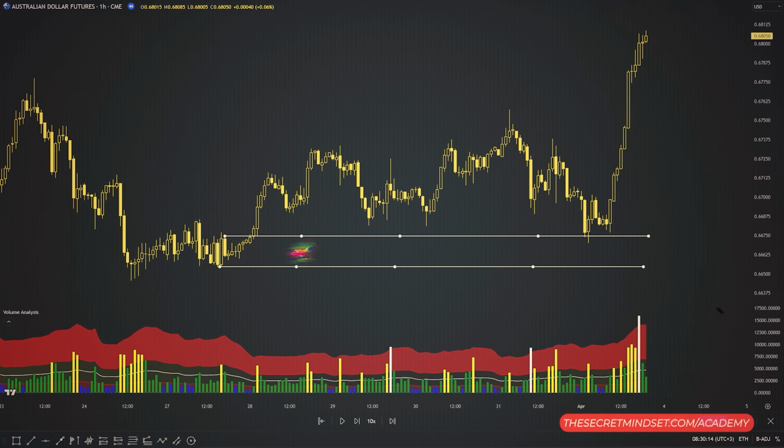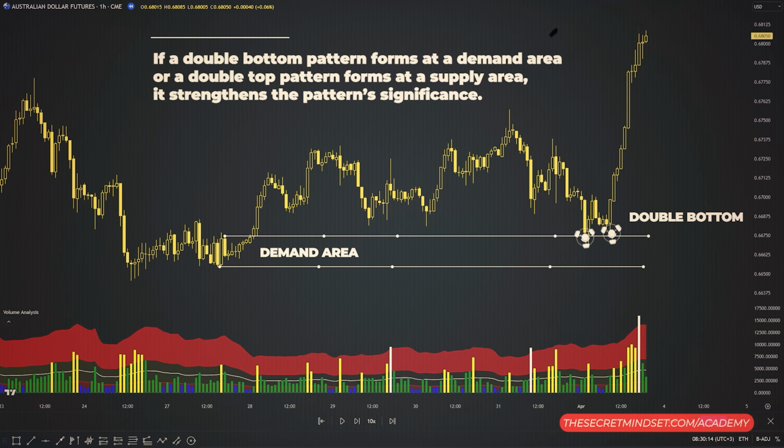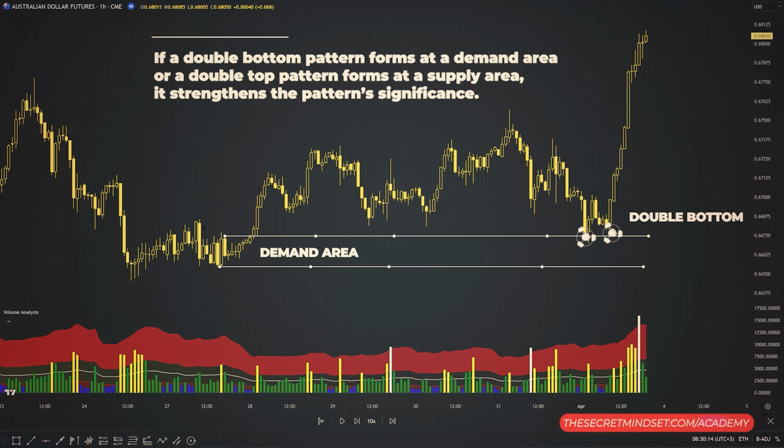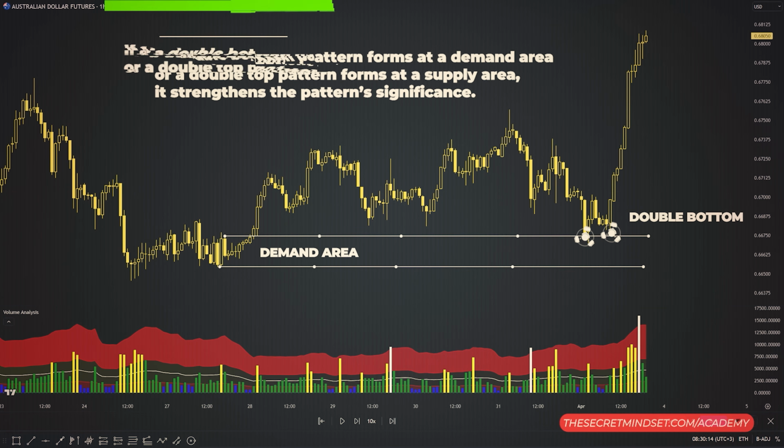The second aspect is the pattern formation at a key level. Identifying a key level of supply or demand is crucial. If a double bottom pattern forms at the demand area, or a double top pattern forms at the supply area, it strengthens the pattern's significance.